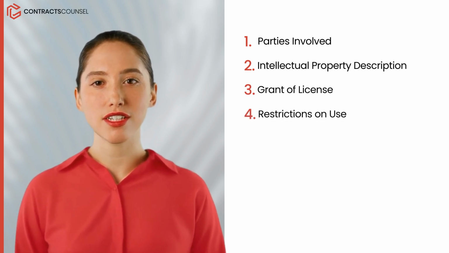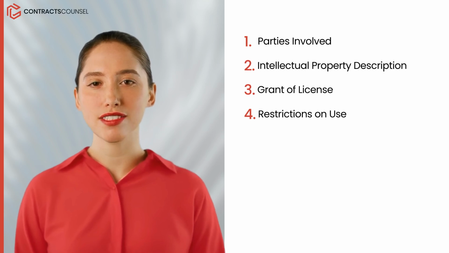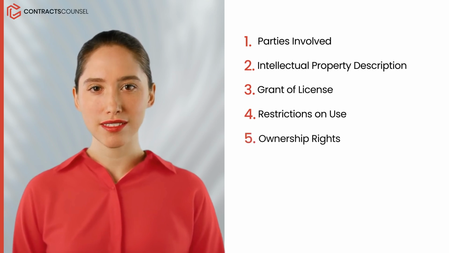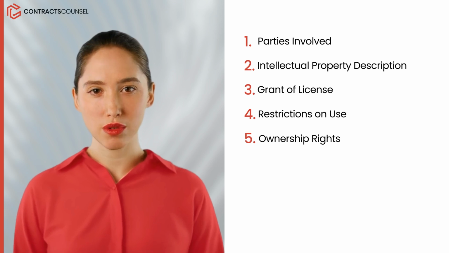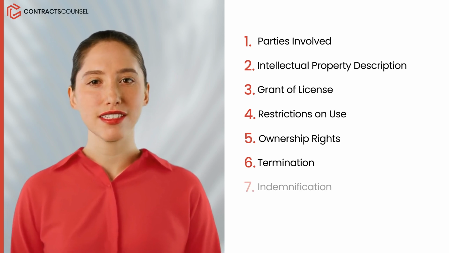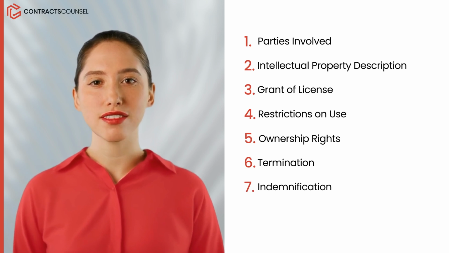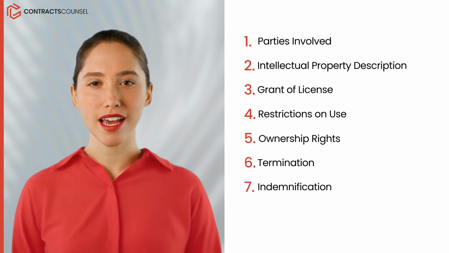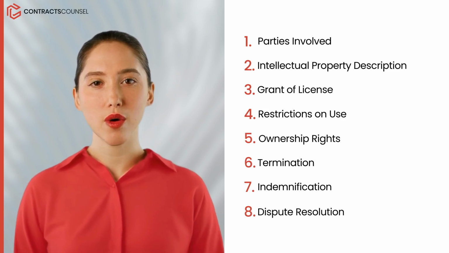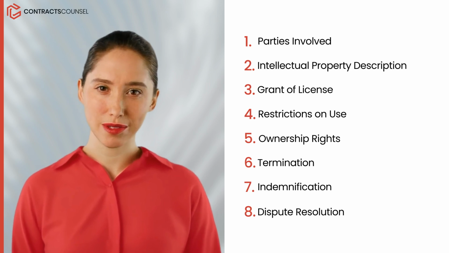4. Restrictions on use. Find clauses that outline what actions are prohibited with the licensed intellectual property. 5. Ownership rights. Make sure the agreement states who owns the intellectual property both during and after the term of the license. 6. Termination. Understand the reasons and processes for terminating the agreement by either party. 7. Indemnification. Familiarize yourself with who will be responsible for any legal issues that arise from the use of the licensed property. And 8. Dispute resolution. Review what processes are in place for resolving potential disputes, whether through mediation, arbitration, or litigation.